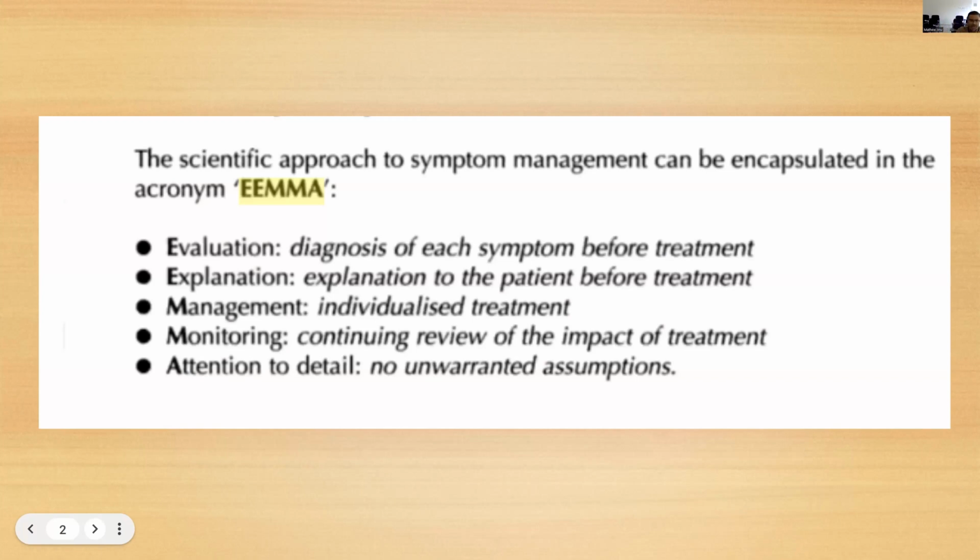We need to understand that for any kind of symptom, this is the general approach. We need to have an evaluation, a diagnosis of each symptom before treatment. Evaluation, then explanation to the patient before treatment. Third, management, individualized treatment. Fourth is monitoring, continuing review of the impact of treatment, and attention to detail. No unwarranted assumptions. You need to know objectively what is happening. This is a very good acronym. I believe it was developed by Robert Twycross, one of the leading palliative care physicians. You can make a note of this. For any symptom in palliative care, as physios, as clinicians, as we deal with symptoms, this is very important.